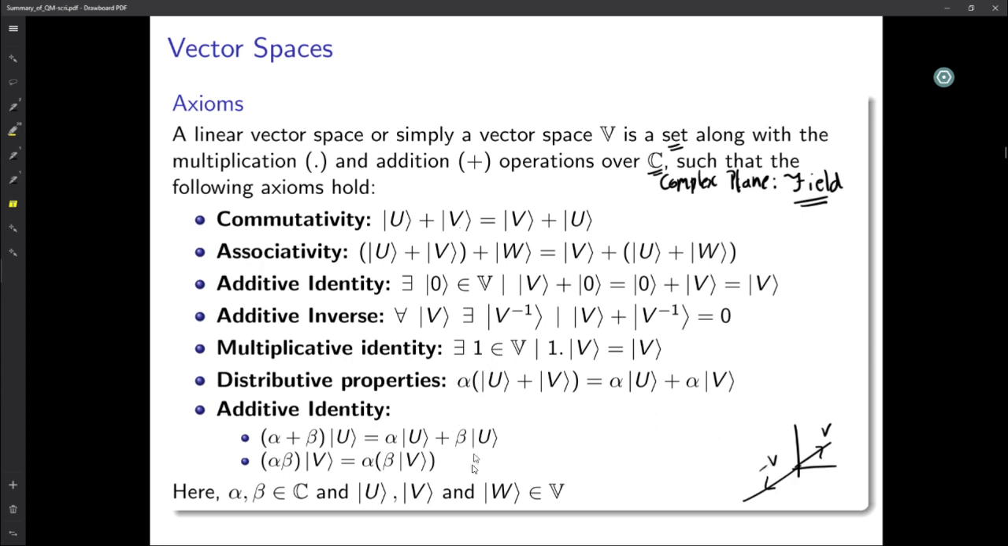Multiplicative and distributive properties pertain to the field here, this complex plane. So there's a multiplicative identity, which is to say there's an element that, if I take the scalar product of that number with any vector, gives me the same vector again. And I can do this distribution thing, and there are the additive identities, which are more distributive properties, yet again.